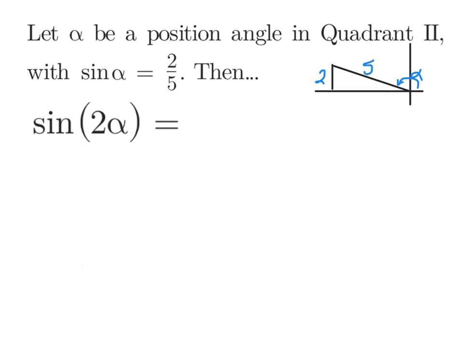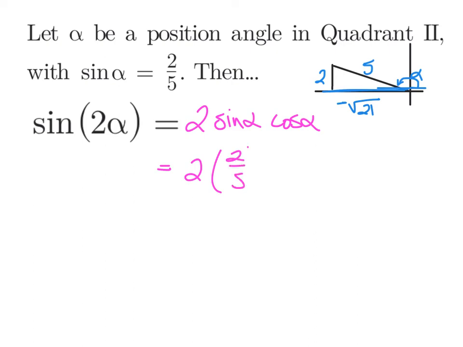Then when we run the Pythagorean theorem, 25 minus 4 leaves us with 21. And we do have to pay attention that we are in the second quadrant, so the length here is square root of 21, but because it's to the left, that value is negative root 21. Now we can go over to the identity, and sine of 2 alpha is 2 sine cosine, so 2 sine alpha cosine alpha, and we plug in the values that we know. Sine of alpha is 2/5. Cosine of alpha is going to be negative square root of 21 over 5.